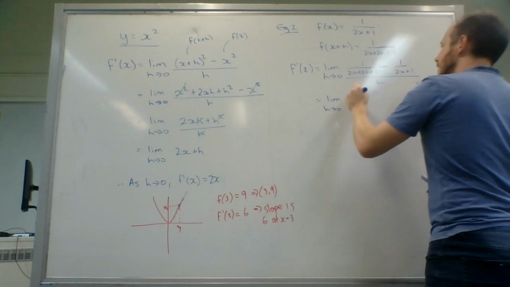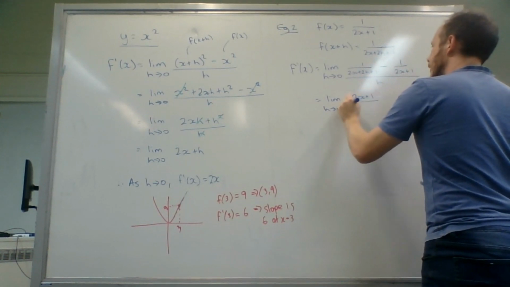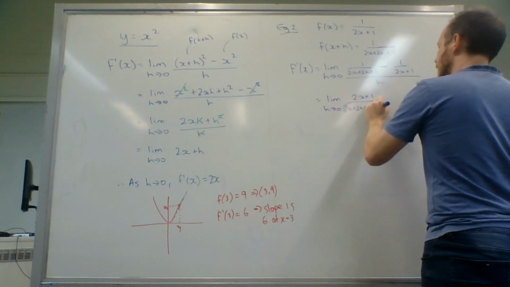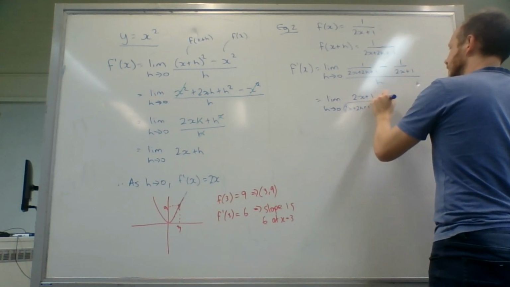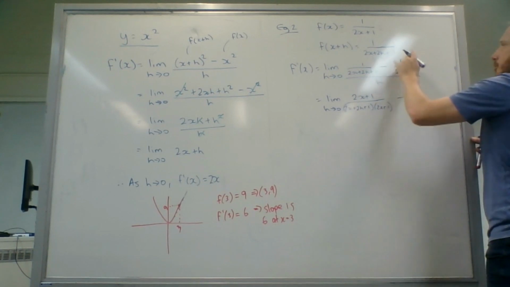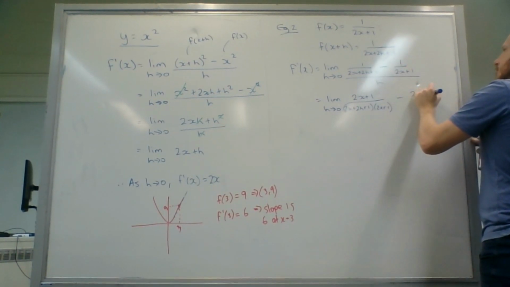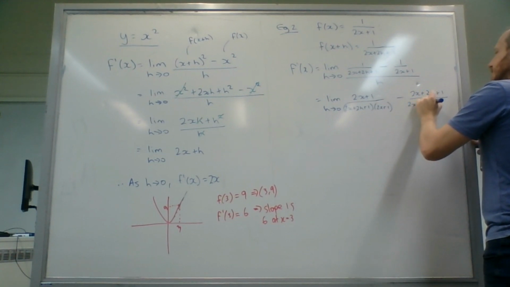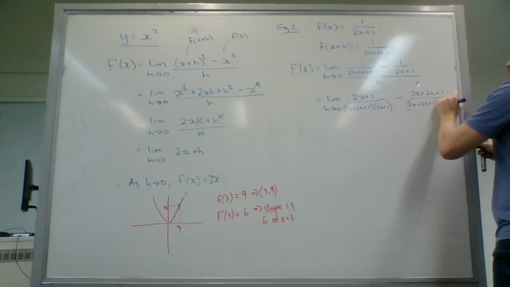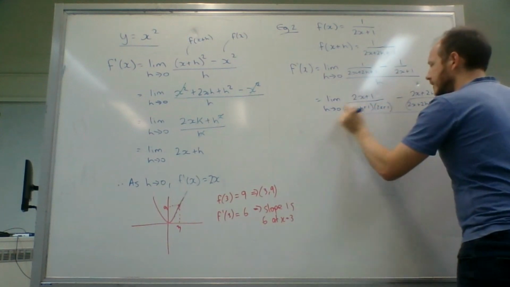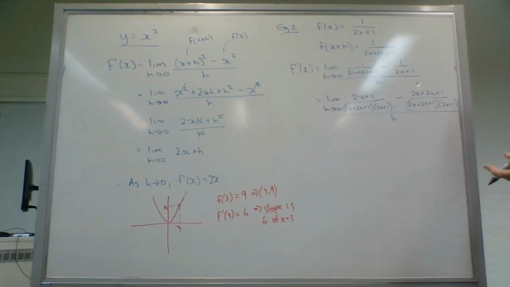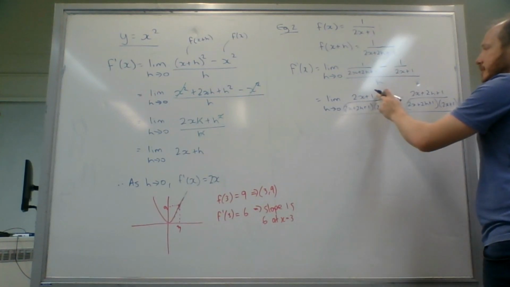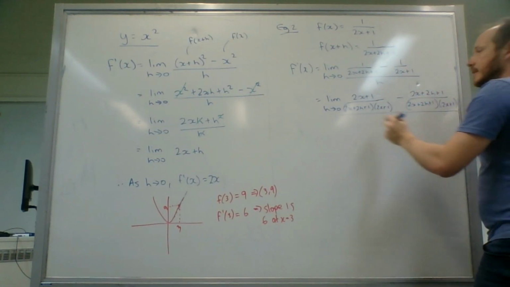So multiply this up there, 2x plus 1, over, and this will be (2x plus 2h plus 1)(2x plus 1), minus, and multiply this up here, 2x plus 2h plus 1, over (2x plus 2h plus 1)(2x plus 1). All over h. Now, it looks complicated, and I accept that it looks messy, alright? But now we've got a common denominator, so we can subtract this, alright?